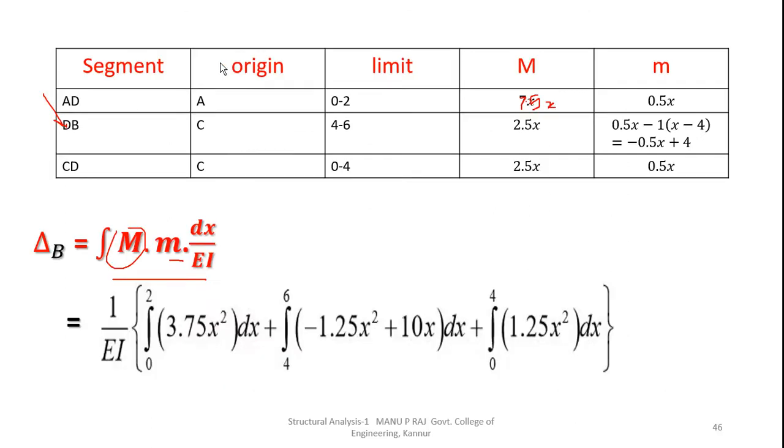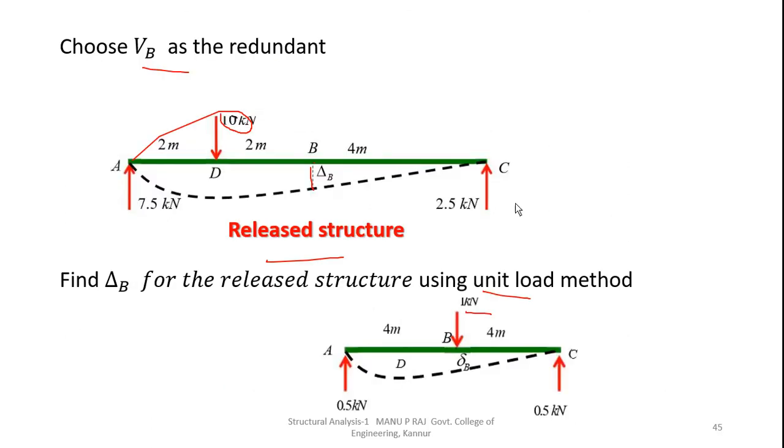Now we should draw a figure of the actual structure without external load. If this is point B, we should draw the figure with redundant force only.